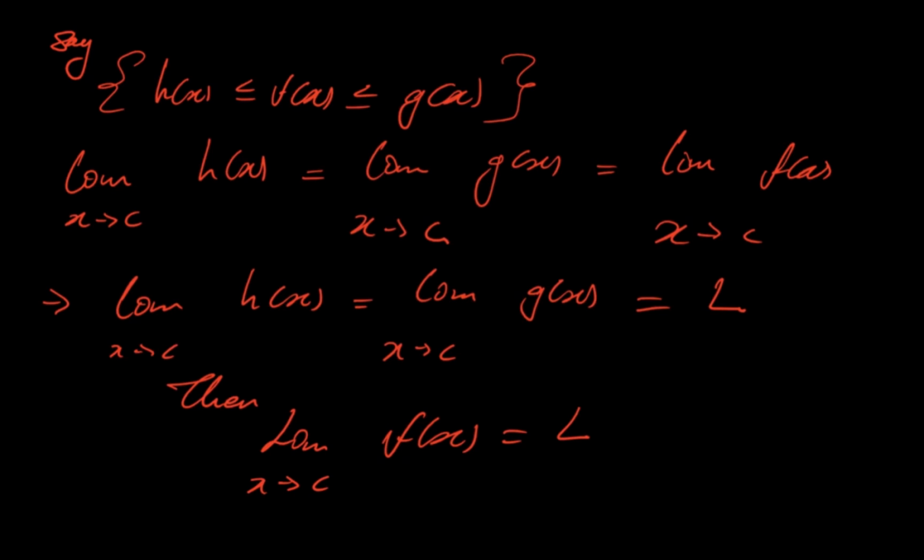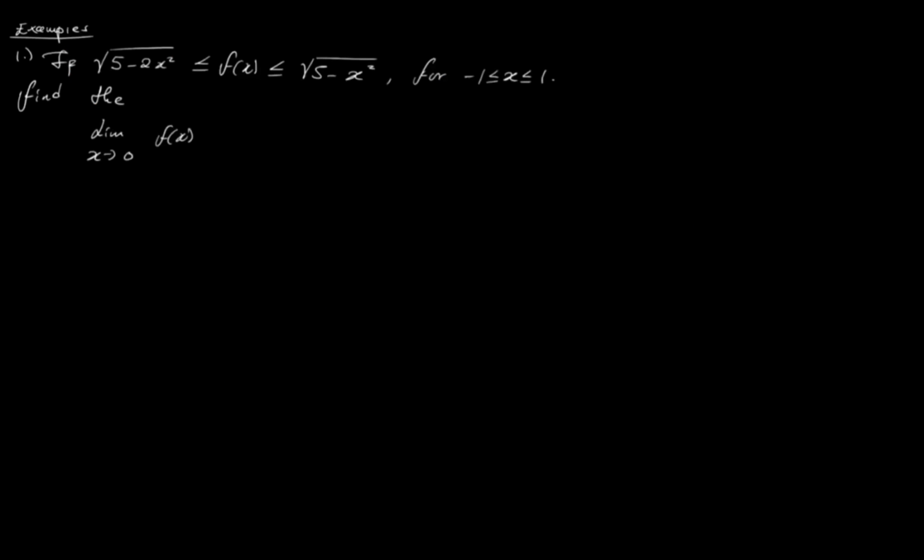Now, to basically understand this squeeze theorem, we need to look at some examples. Say you have such an example. If the radical of 5 minus 2x squared is less than or equal to f of x, being less than or equal to the radical of 5 minus x squared for this range, find the limit of f of x as x approaches 0. Now here, we need to find the limit. We didn't say prove it, we just need to find the limit. So in order for us to find the limit of f of x, we need to find the limit of the first and the last function.